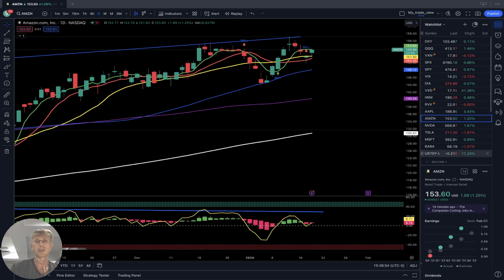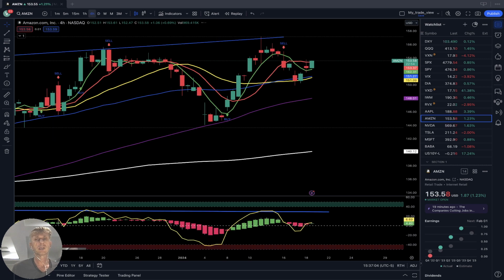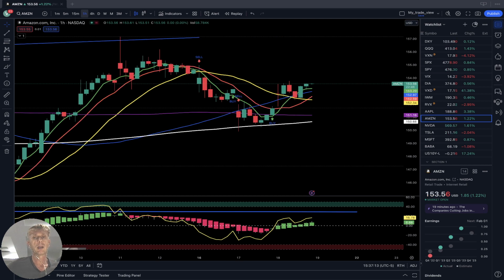Amazon plus 1.25%, still in the bullish territory, still positive territory. 4 hours time frame, same story, last bar still above SMA 20, still positive territory, and 1 hour time frame, last bar above all moving averages, bullish trend on 1 hour.